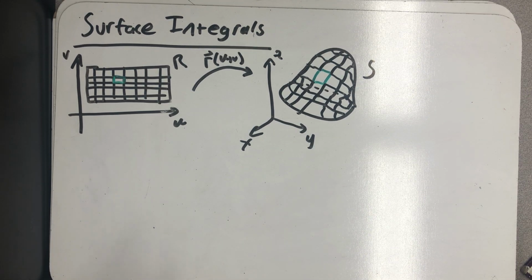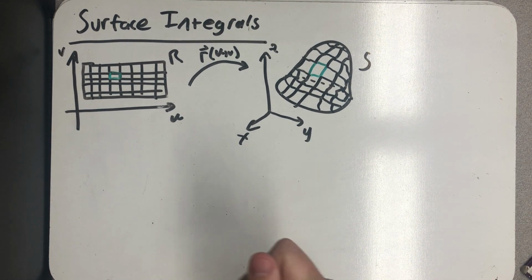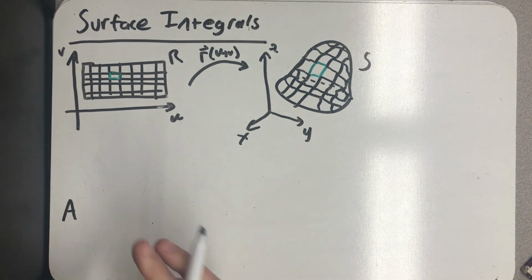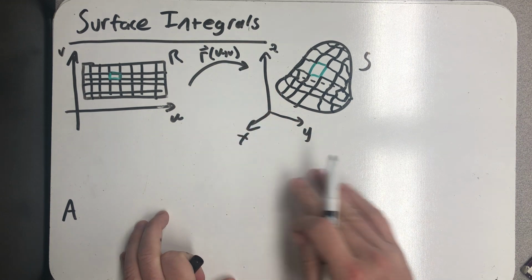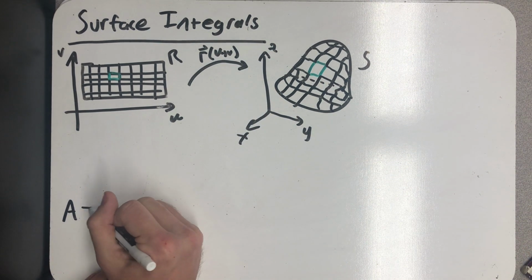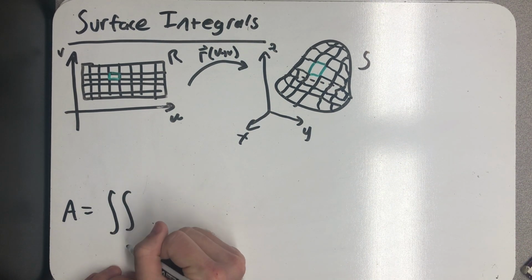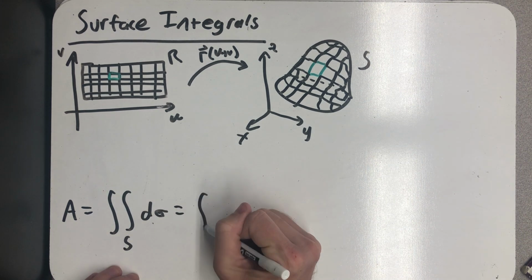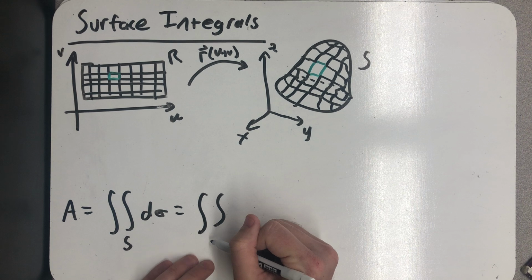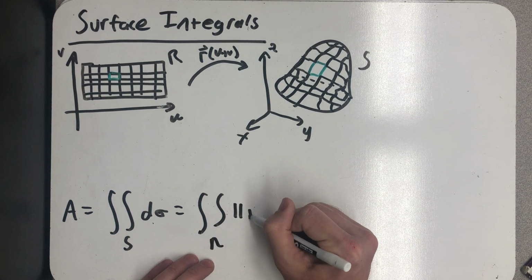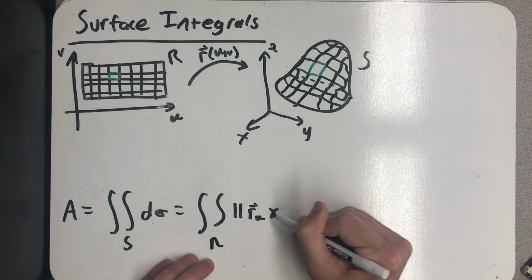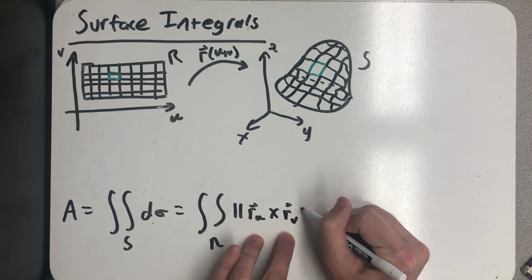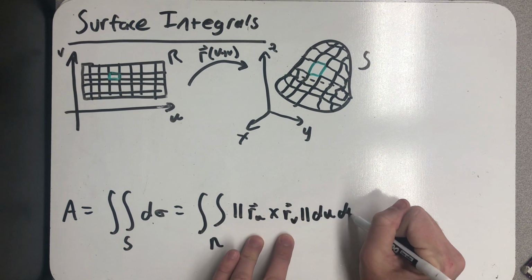In our last lesson, we learned that we could compute the area of a surface S that is a parameterized surface, with a vector function r of u comma v, by finding the double integral over S of d sigma. And we learned that the differential d sigma was equal to the magnitude of the cross product of the partials of r with respect to u and v, du dv.